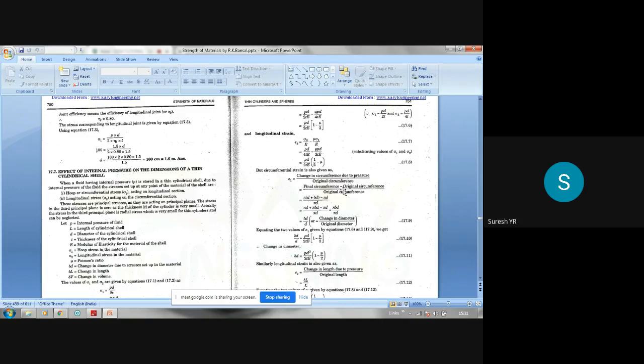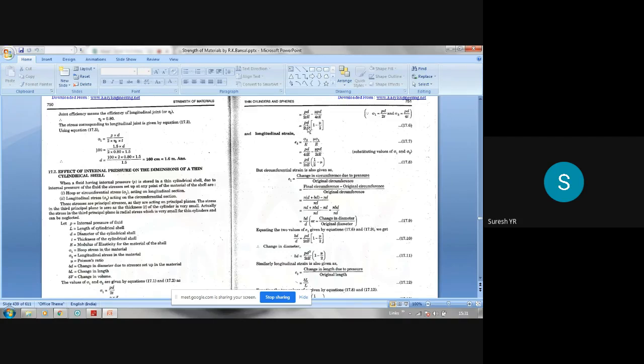Your final circumference will be pi into D plus delta D, minus the original or initial circumference, pi into D, divided by pi into D. If you simplify this, you will get delta D by D. Delta D by D is nothing but change in diameter divided by original diameter. Because pi is a constant, it gets cancelled. And epsilon 1 you are going to get as delta D by D only. Please understand this.